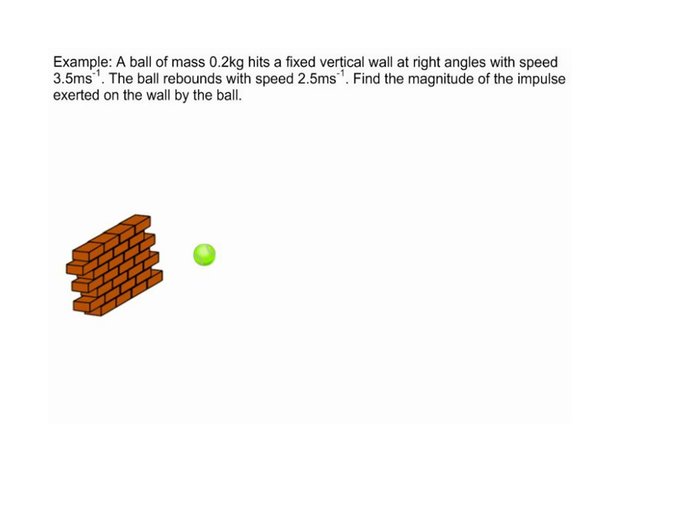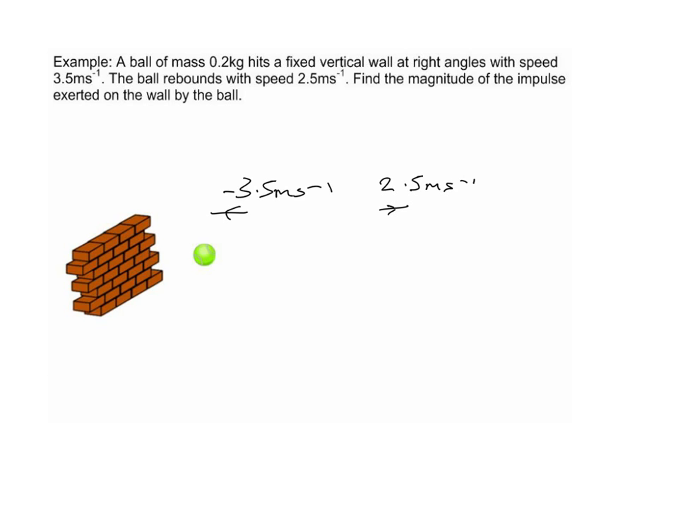So we know that its initial velocity is minus 3.5 meters per second, and that its final velocity is 2.5 meters per second. We have to say that they have opposite signs because they're travelling in opposite directions.